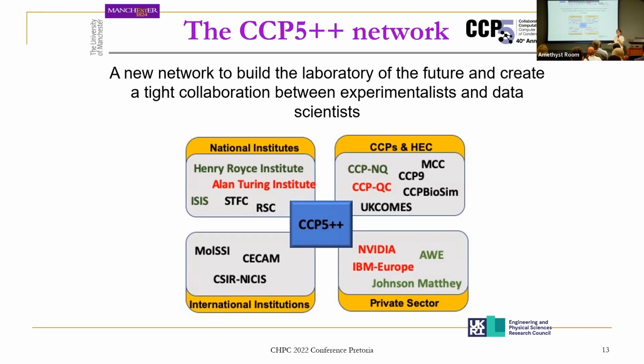Then, of course, the CCPs, as I said, are a group of consortia. And the idea is to have collaboration across CCPs. So, for example, we have strong collaboration with CCP BioSim, which is the consortium that focuses on modeling of proteins, but also, for example, with NQ, which is the neutron scattering one. CCP9 is quantum mechanics. But we also work in collaboration with the consortia associated with the HPC in the UK. The MCC is the one for materials modeling, and UK CAMS is the one for mesoscopic modeling.